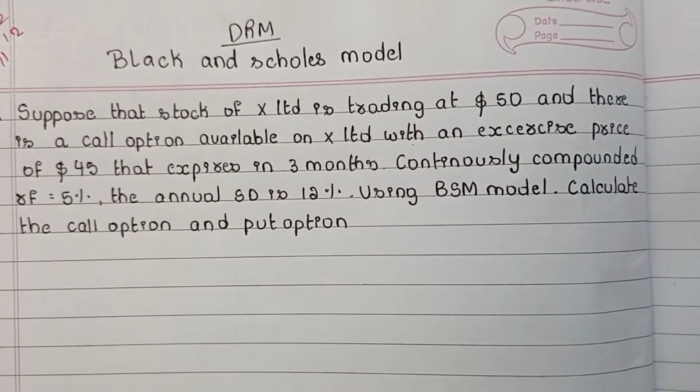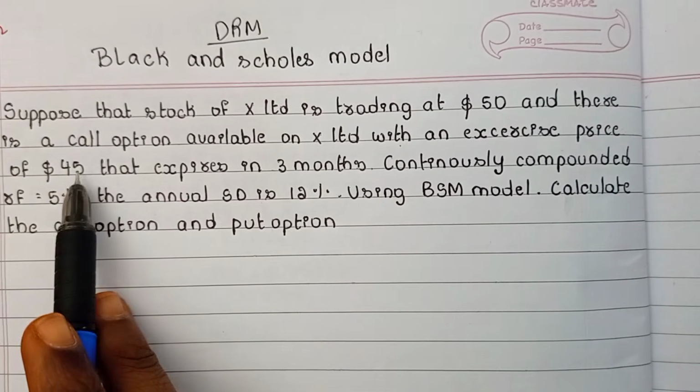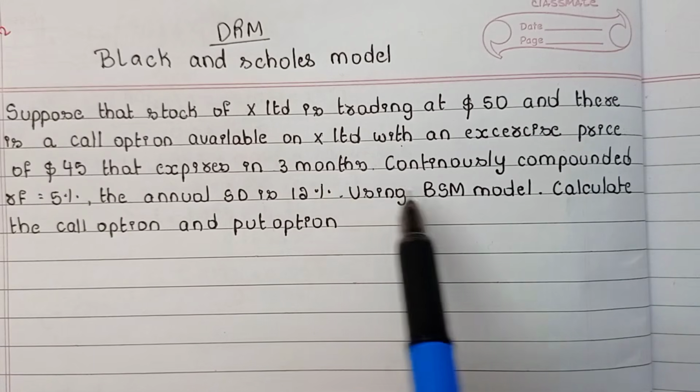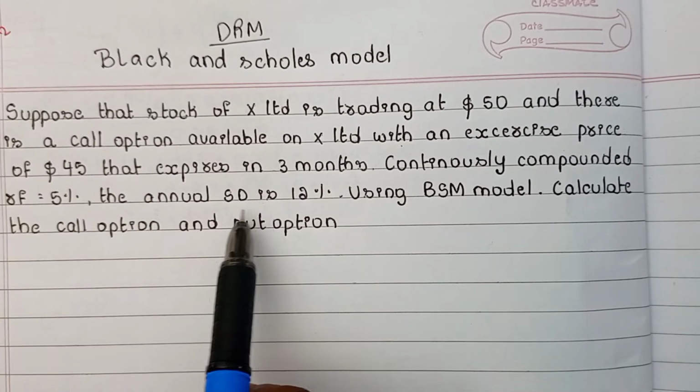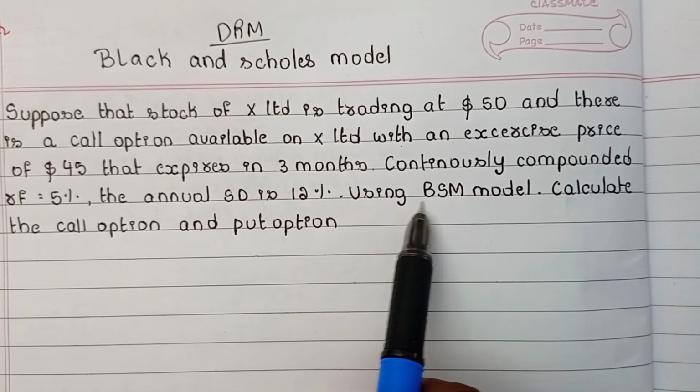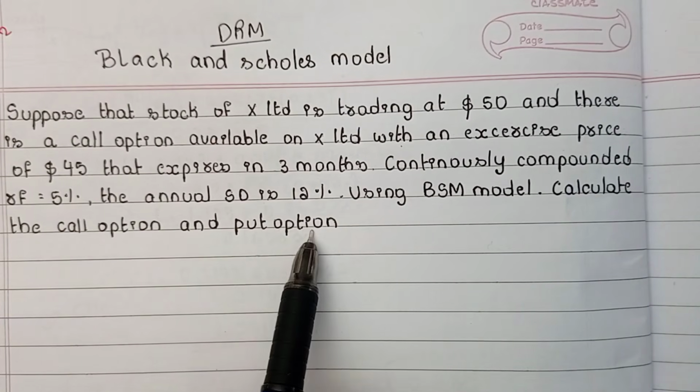So let's read the question. Suppose that stock of X Limited is trading at $50 and there is a call option available on X Limited with an exercise price of $45 that expires in 3 months. Continuously compounded rate of interest is 5%. The annual SD, that is standard deviation, is 12%. Using the BSM model, calculate the call option and put option.